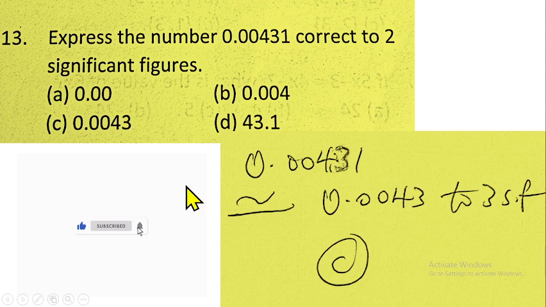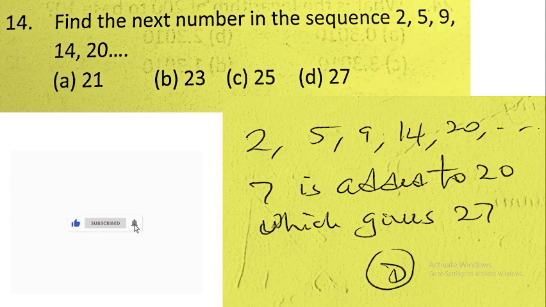Question number 14 now is what we are about to solve, and it is what you are seeing on the screen right now. Find the next number in the sequence 2, 5, 9, 14, 20. What is the next number for this sequence? So if you look at this sequence, there's a pattern to which the sequence is arranged. So 2, 5. There's something they have added to this 2 to give us 5, and that should be 3. So 3 plus 2 gives us 5. Then they have added 4 to this 5 to give us 9. So 4 plus 5 gives us 9.